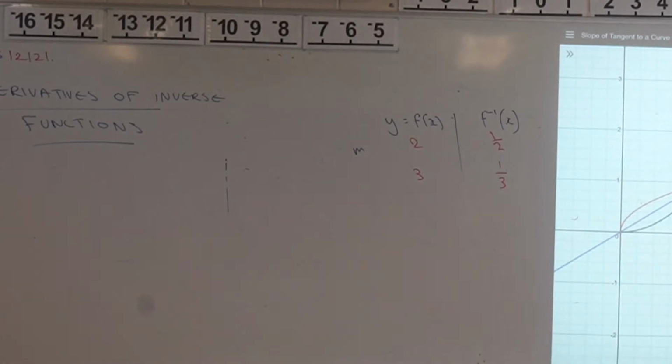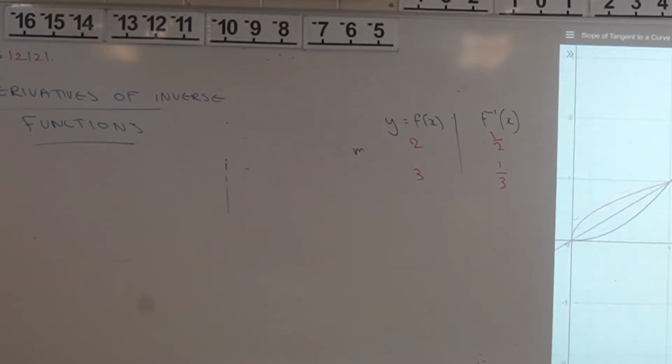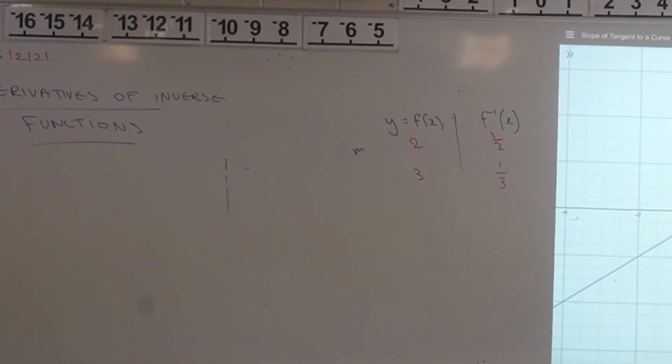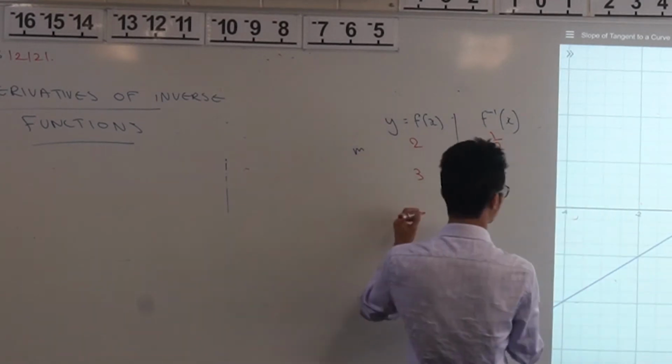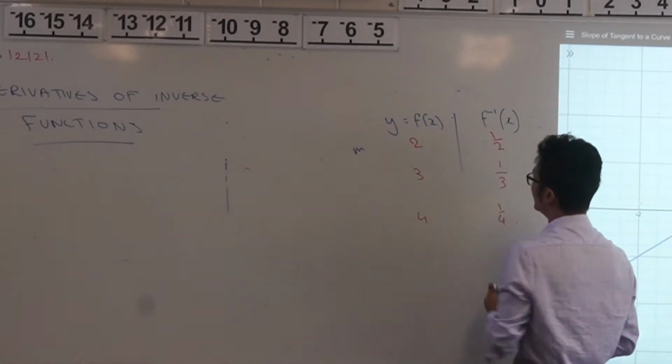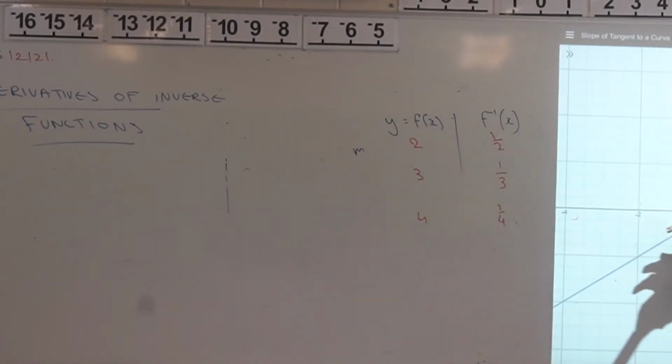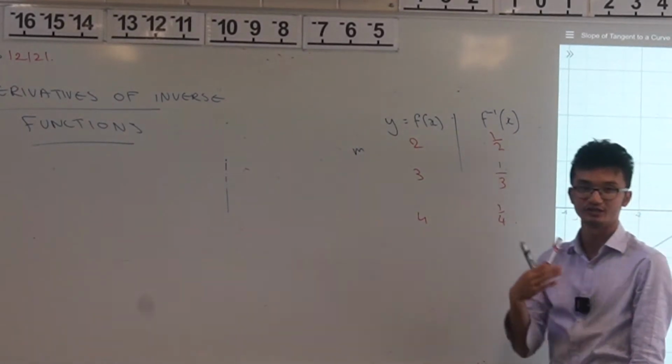And we can sort of confirm our suspicions by choosing another point. Like if I go down to, try to get to 4 maybe. If I zoom out a bit, there we go. 4 and our slope is 0.25 or a quarter. So hopefully you can see that when I look at the gradient of the original function, its corresponding point on the inverse, its gradient ends up being the reciprocal.